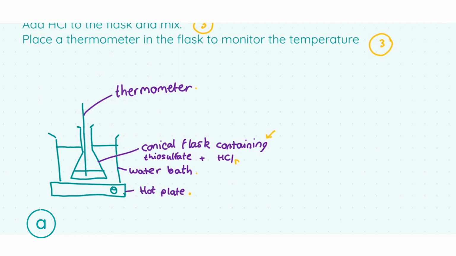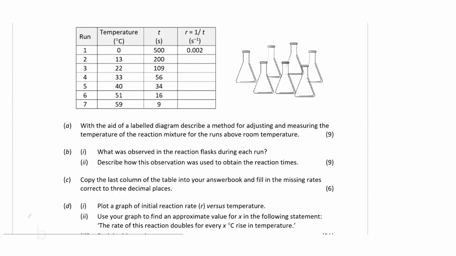Okay, so now let's go back to the question. So we have question A done. Let's move on to question B. Question B is broken into 2 parts. The first part asks us what was observed in the reaction flasks during each run. And the second part asks us to describe how this observation was used to obtain the reaction times.